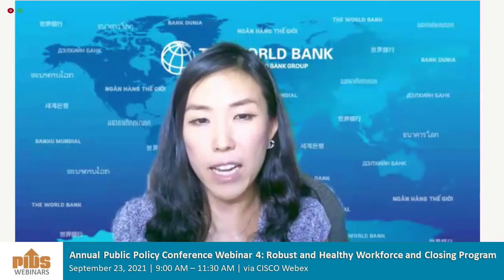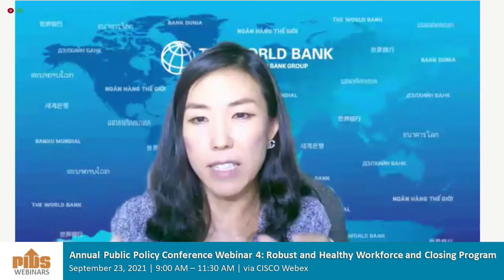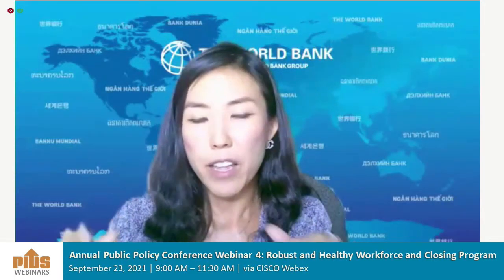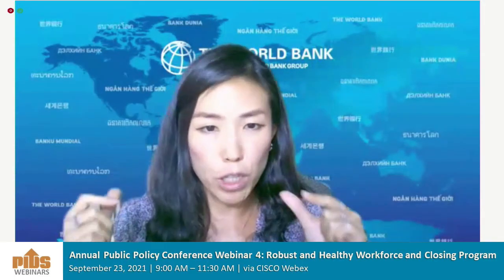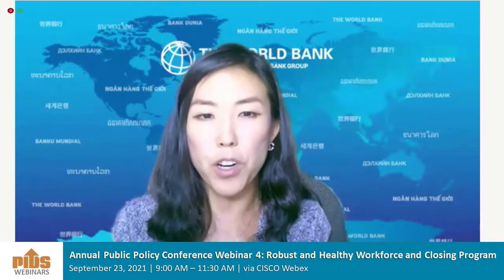One thing that I'd like to highlight is that social protection is not just one instrument. There are different instruments, including social assistance, social insurance, and active labor market programs. So balancing those programs is going to be important.